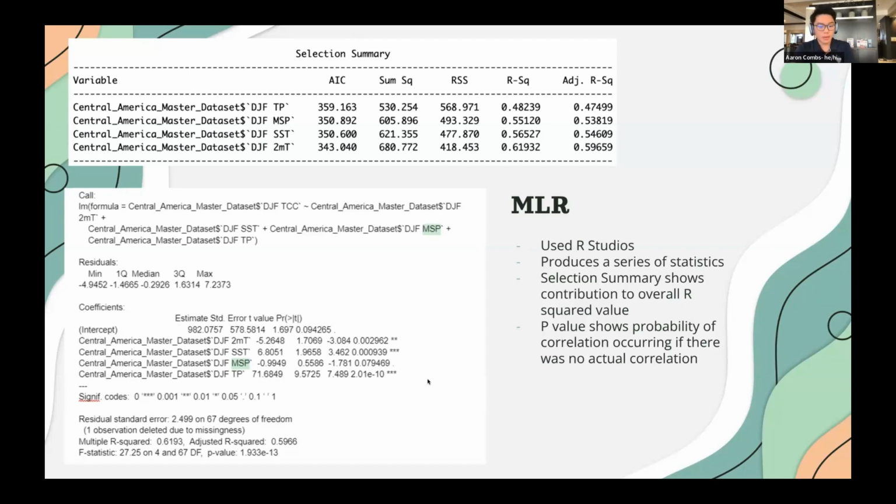And the p-value shows the probability of such a correlation occurring if there was no actual correlation. Our goal here is really to generate data that has a p-value of less than 0.05, which is generally the statistical standard.